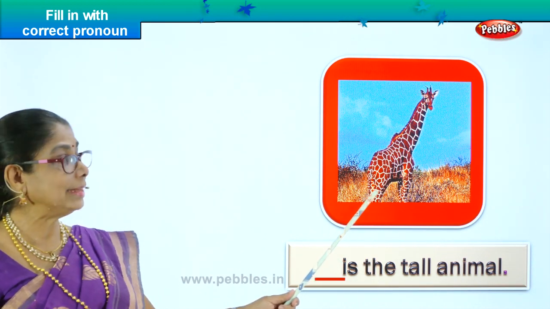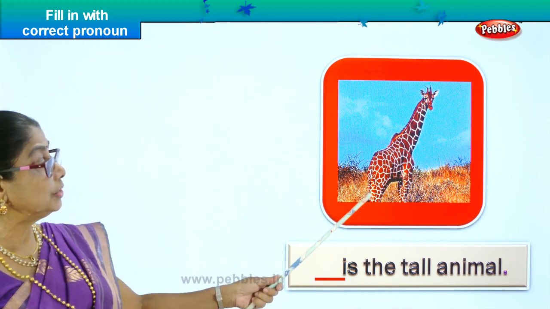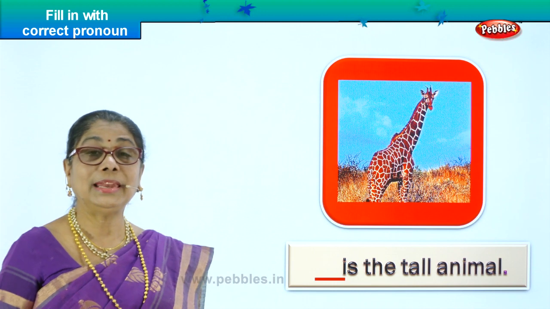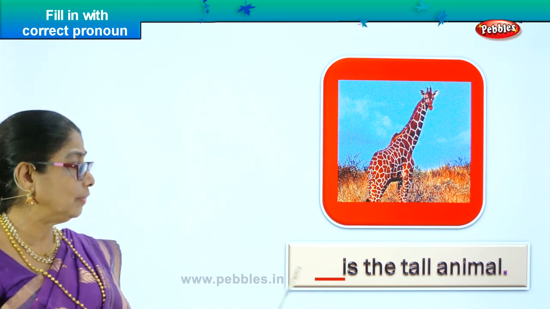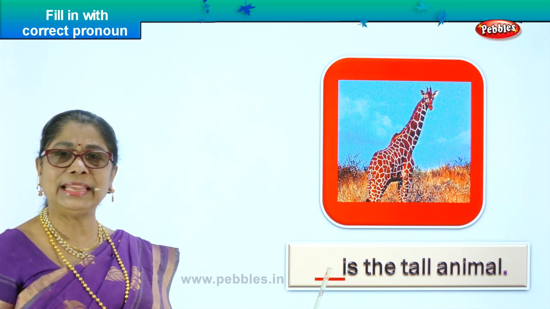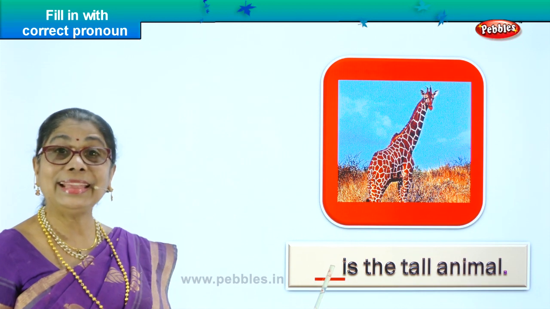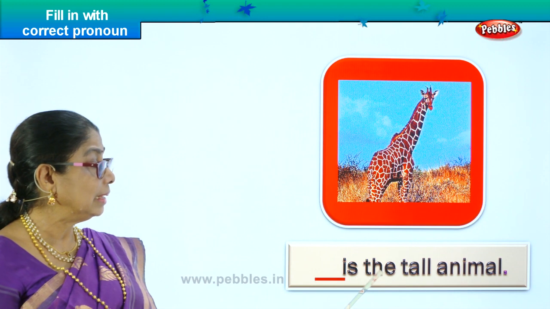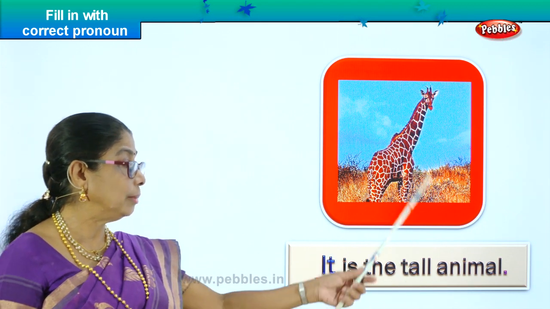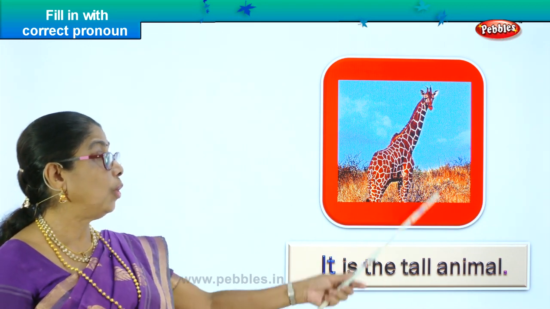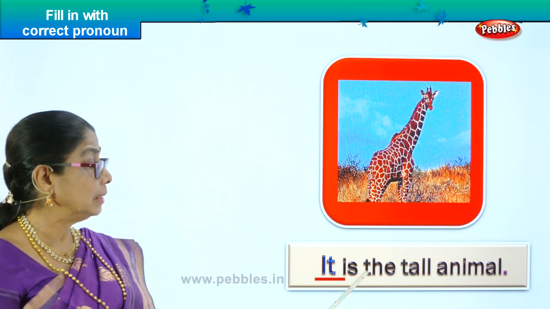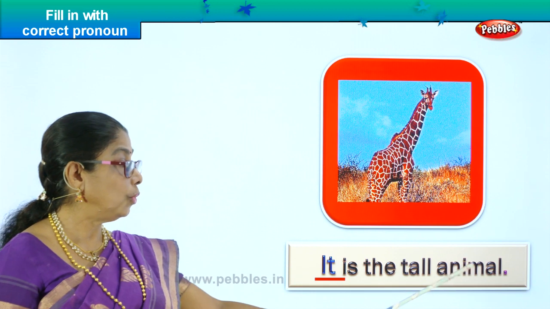Have you seen this animal? Yes. The tall animal. Now, for the animal, what shall we use? We use she, he, it. Pick the correct one. It. Very good. We say it is the tall animal. It is the tall animal. Very tall. It is the tall animal.